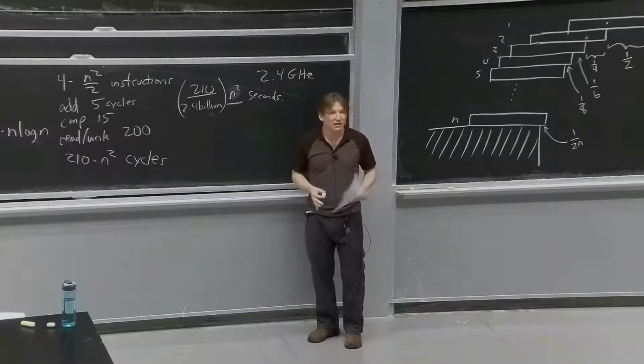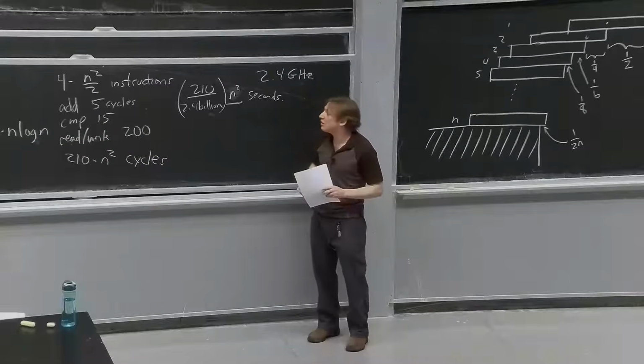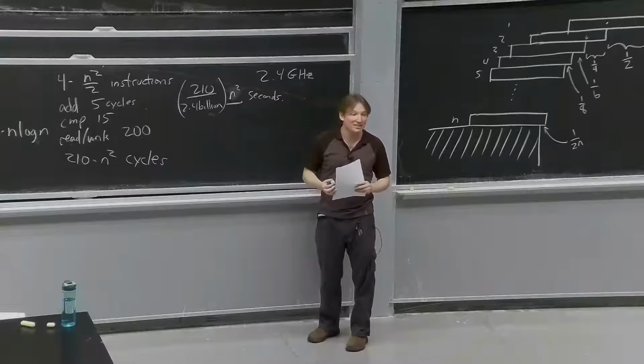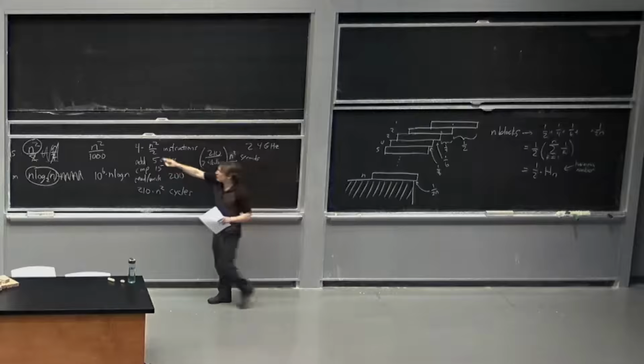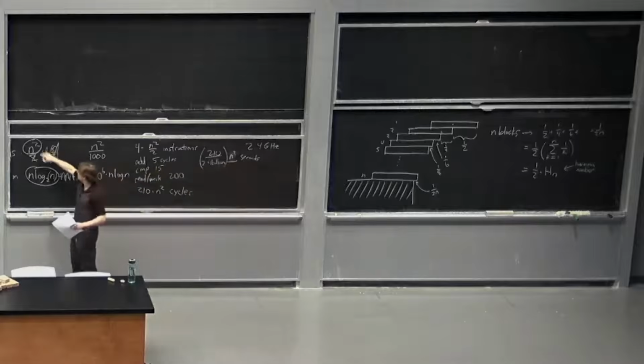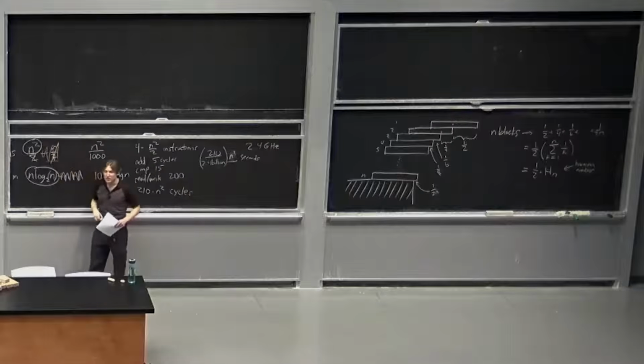Does that kind of make sense? Why we might want to throw away information like this? Because it's easier to think about. N squared is easier to think about than all this other junk cluttering it up.